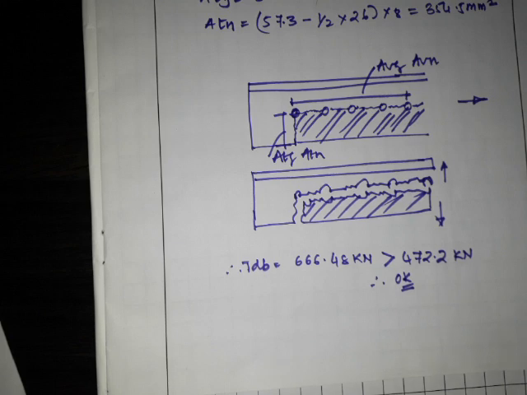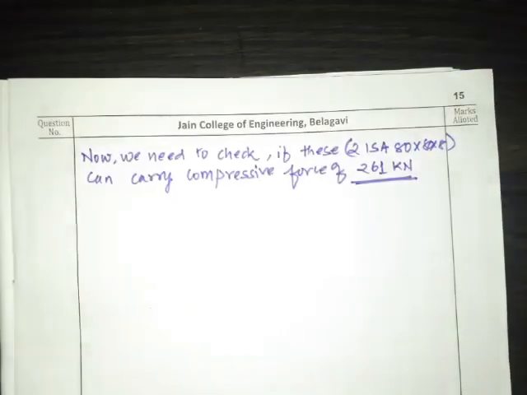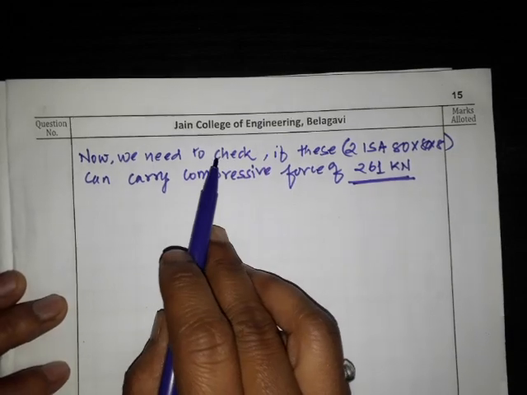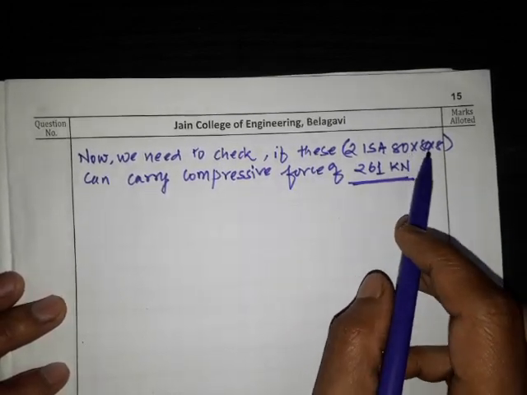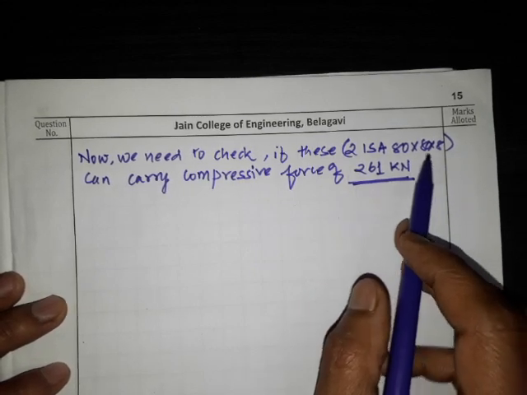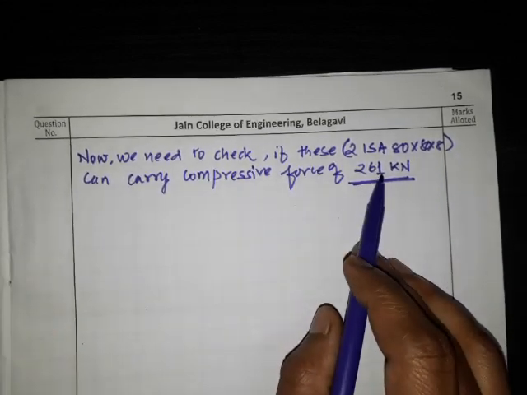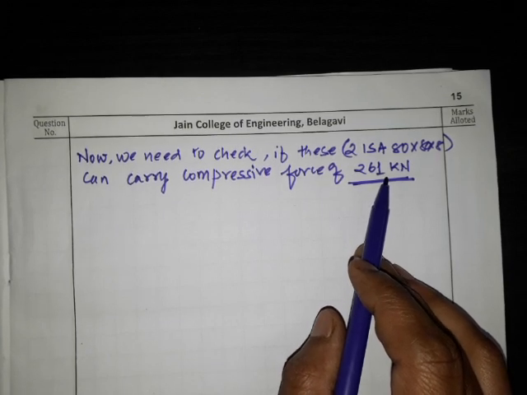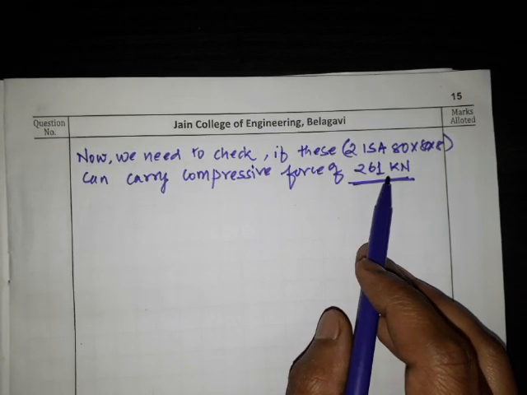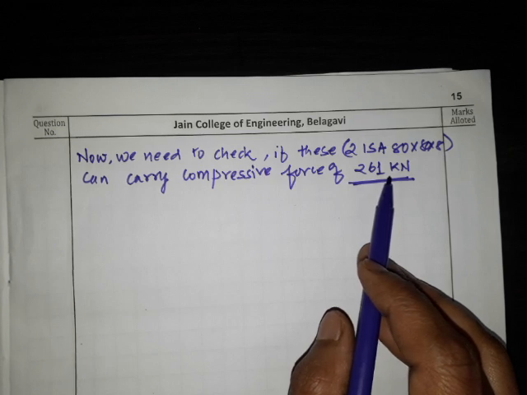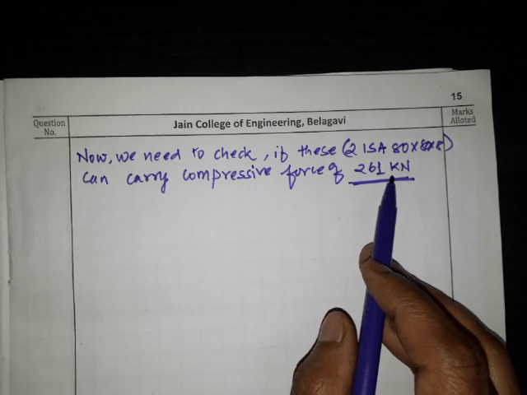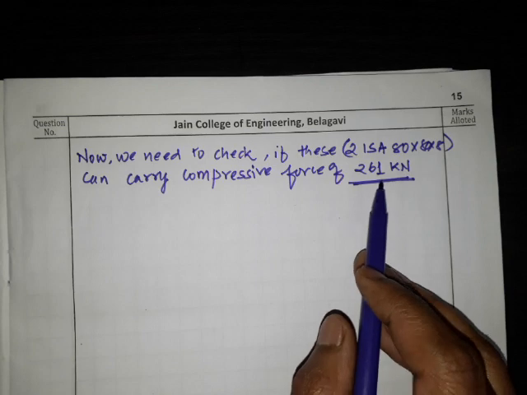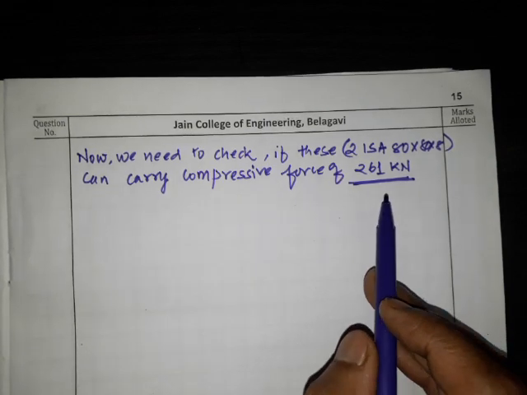Now we have to check for compression. So now we need to check if these two ISA 80 by 80 by 8 can carry a compressive force of 261 kilonewton. We have the selected section, and we checked whether the selected section is safe to carry tension. Now we got it is safe. Next we have to check the same section whether it is safe to carry the compressive force of 261 kilonewton.